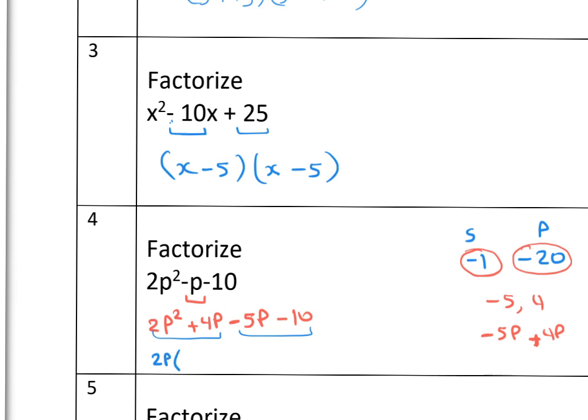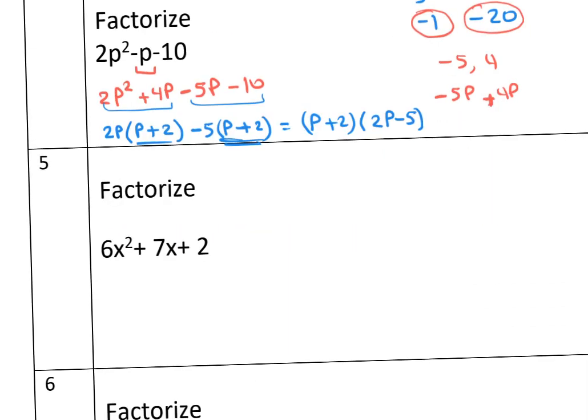So now 2b times what equals 2b squared? b. 2b times what equals 4b? 2. And the last two, what is the common factor? Negative 5. Negative 5 times what equals negative 5b? b. Negative 5 times what equals negative 10? Positive 2. Now this bracket is common, so take b plus 2, this quantity, common, times 2b minus 5. It's long, but it works with all, and it's easy to use.